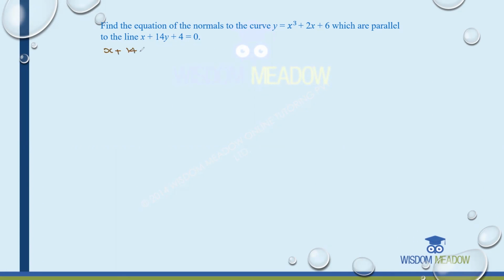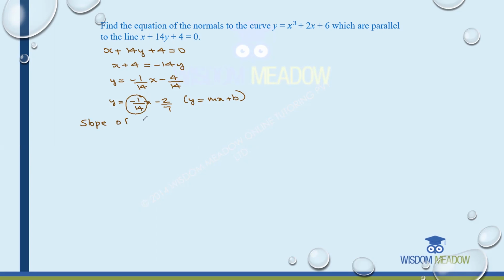So x plus 14y plus 4 equal to 0. So x plus 4 is equal to minus 14y. Solving for y, so y is equal to minus 1 by 14 x minus 4 by 14. So y is equal to minus 1 by 14 x minus 2 by 7. So writing this in the form y equal to mx plus b, I got the slope because m represents the slope. m is the coefficient of x. The slope of the line is minus 1 by 14.